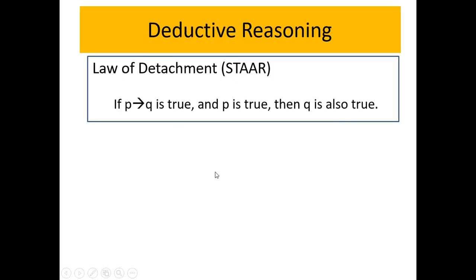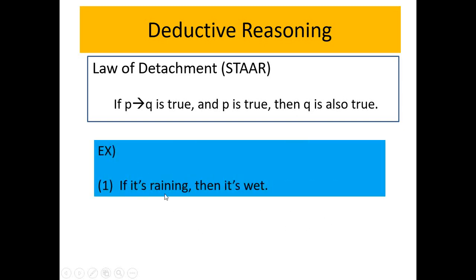Okay, if P then Q is true, okay, so if you have an if-then statement that's true, and the first part is true, then the second part is true. And that's kind of the basic idea. It won't make any sense until we run through it a couple of times, okay? So if it's raining, then it's wet. Is that a true if P then Q statement? Sure. If it's raining, it's got to be wet out there, right?